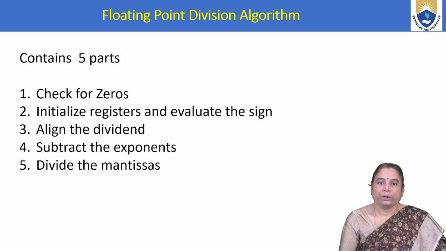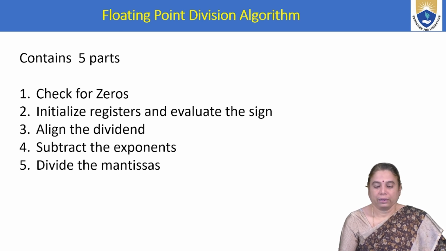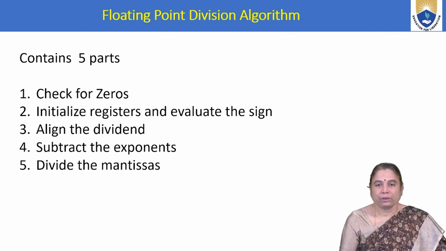Next is floating point division algorithm. So here the floating point division algorithm contains 5 parts. One is check for zeros. Second one, initialize registers and evaluate the sign. Third step, align the dividend. Fourth step, subtract the exponents. Fifth step, divide the mantissas.